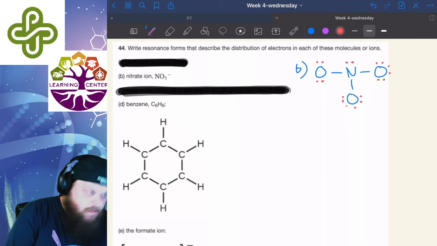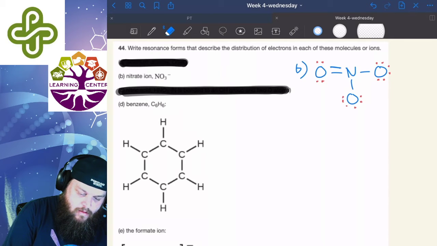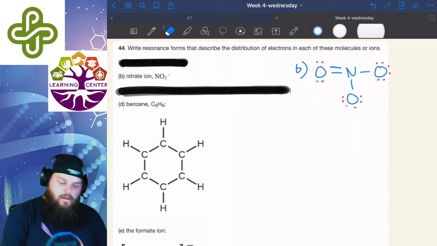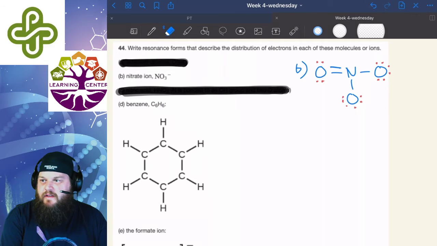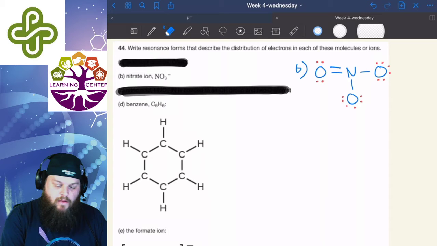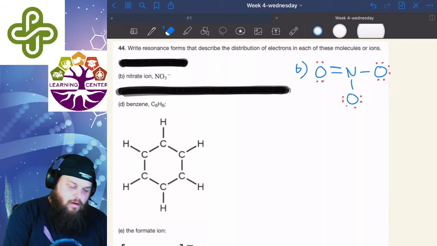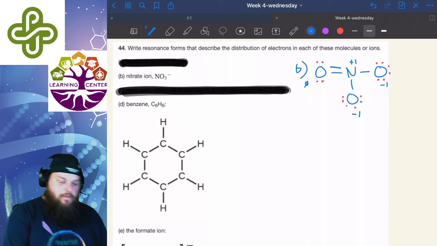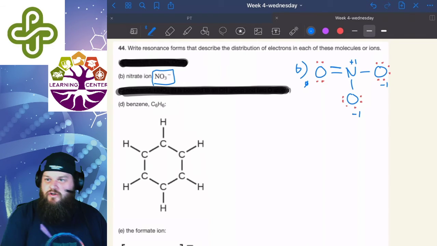So what we can do with that is actually create that double bond between there, like that. So now nitrogen has its octet, the oxygen on the left has its octet, and the 2 oxygens down below have their octet. And if we do our formal charge, we'll see that this is going to be a -1, this is a -1, this is 0, and this is a +1. So this whole thing ends up being a -1 charge on there.